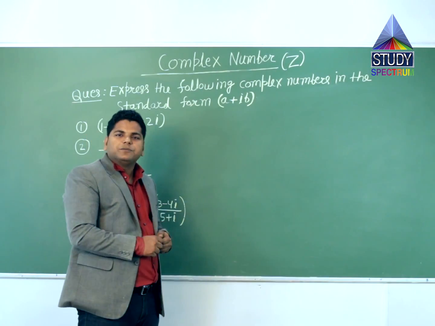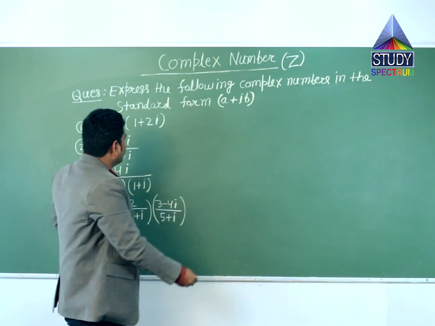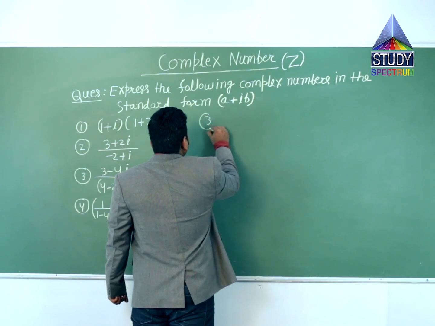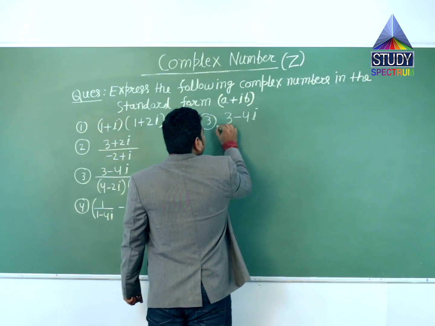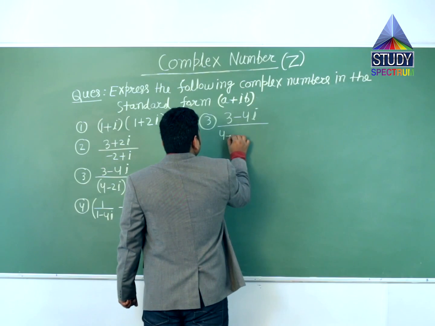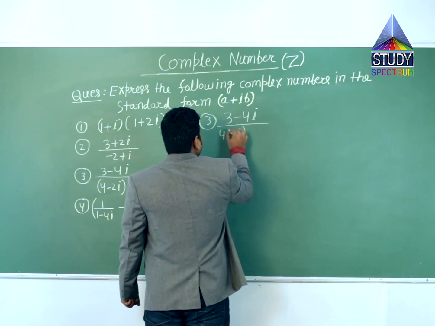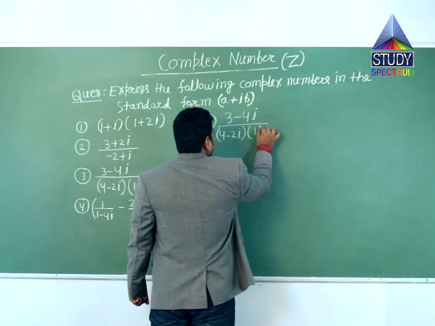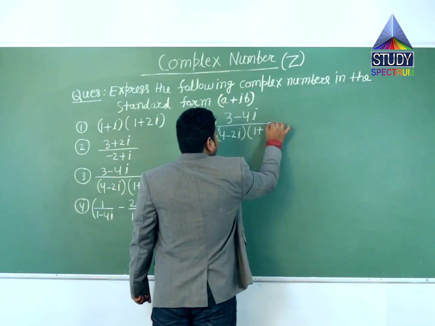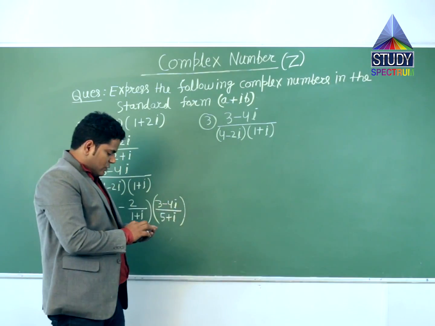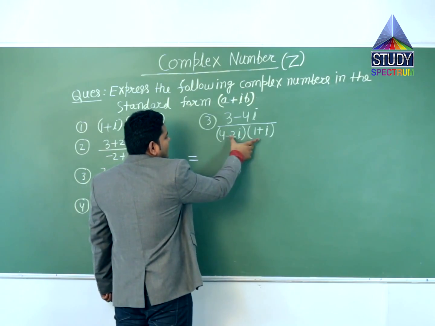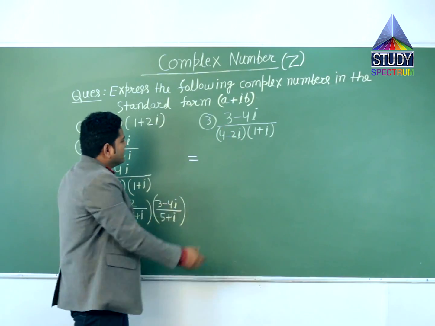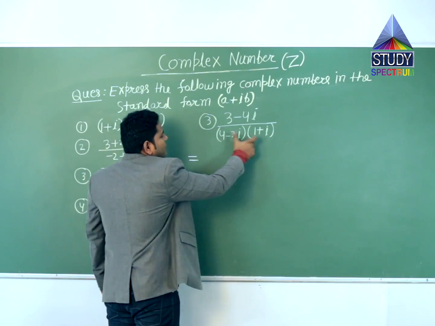Now let us move to question number 3, and we have question number 3 as 3 minus 4i divided by 4 minus 2i into 1 plus i. Okay. So first of all we will simplify the denominator, because it is in the form of multiplication of two complex numbers.